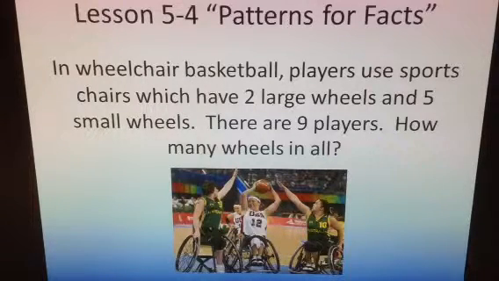The last part of the question asked us how many wheels in all. Students noticed there were 2 different ways to solve this problem. For one thing, they could add the answers they got already. They could add the product of 2 times 9 and the product of 5 times 9. Or they could add 2 plus 5 to get 7 and then solve 7 times 9 for this answer.